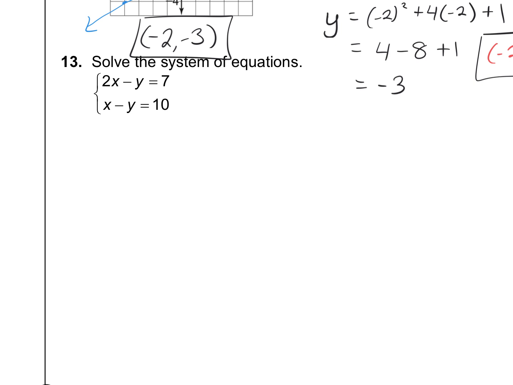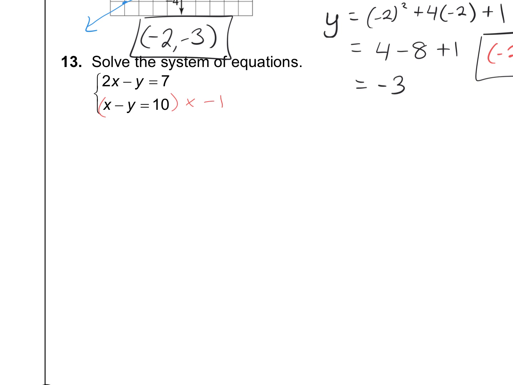2x and x, yes or no? No. y and negative y? No. But they're the same numbers. They're the same number, so let's pick that one to change. How do I make them the same? Multiply by -1. Doesn't matter which one. Which one do we want to do? The bottom one. Multiply by a -1. If you pick the top one, you should still get the same answer in the end.